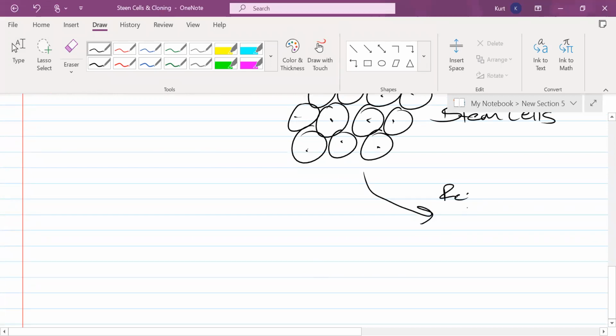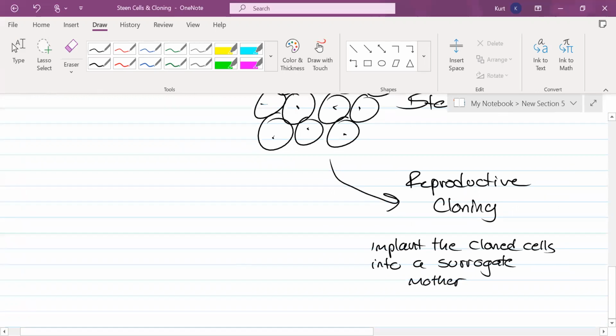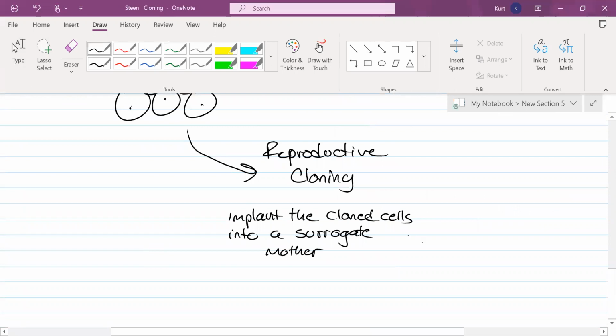This is called reproductive cloning. A lot of the countries in the world have deemed this to be unethical, but we've done it with plants, we've done it with animals. We use a surrogate mother. We will implant the cloned cells into a surrogate mother. And then 9 months later, if everything goes right, you have a clone. It's going to be a little baby Ben clone.